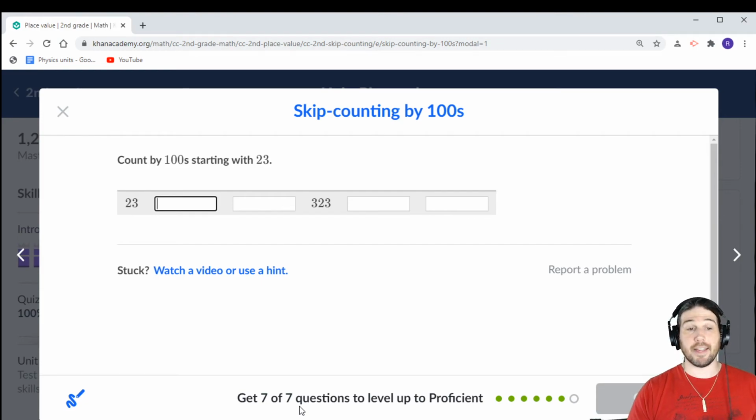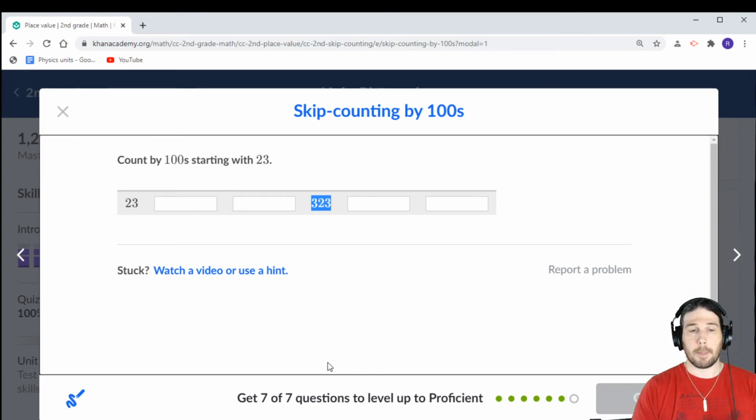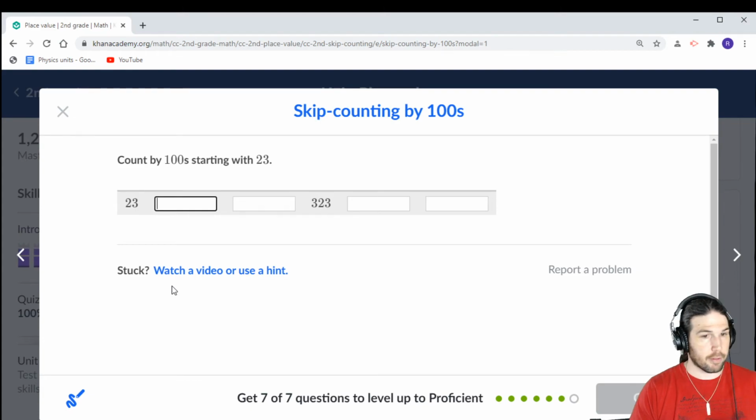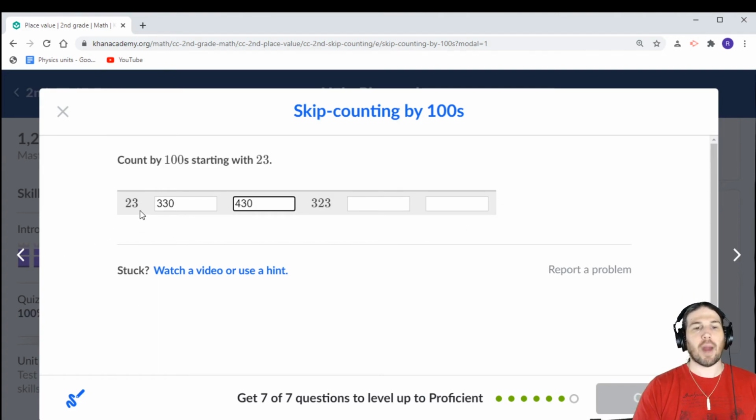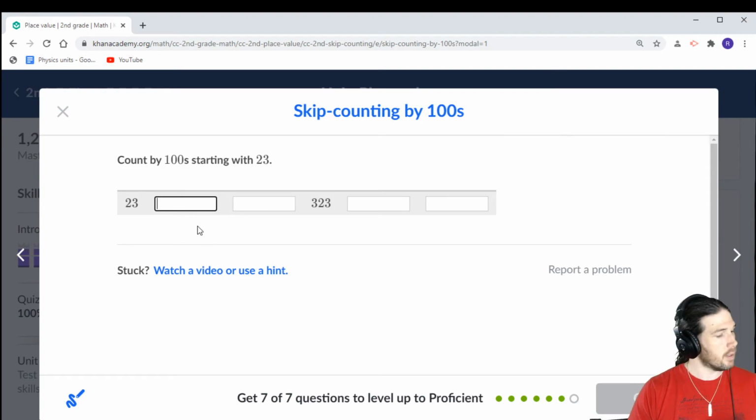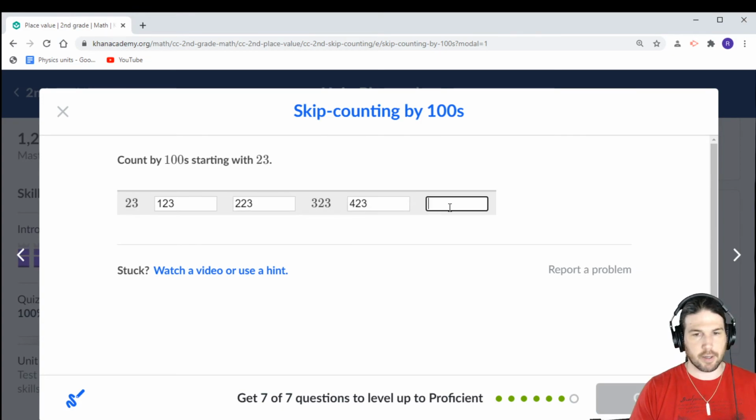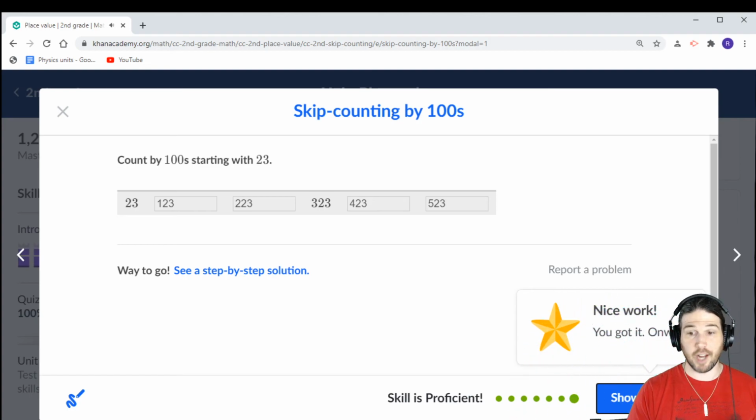Now, this is an interesting one. If it wasn't for this 323 here, I could see someone going like 320, and then 420, 520, 620, 720. Or 330, I should say. 430, 530, 630, 730. If you accidentally read this 23 as 230 instead of 23, again, the lack of a zero is what you're looking for. So this is 23, so the next 100 will be 123, then 223, 323, 423, etc. Moving on.